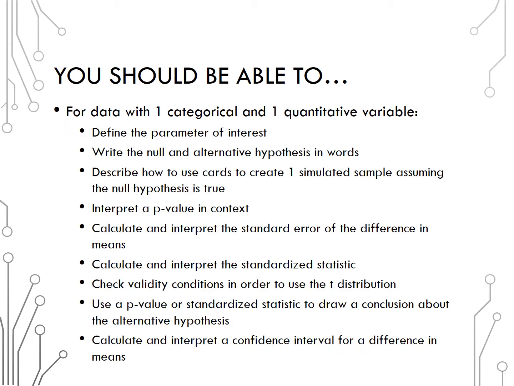From Section 6.2 and 6.3, we've added quite a bit. For data with one categorical and one quantitative variable, you should be able to define the parameter of interest, write the null and alternative in words and in notation, describe how to use cards to create one simulated sample which assumes the null is true, interpret a p-value in context, calculate and interpret the standard error of the difference in means, calculate and interpret a standardized statistic, check validity conditions, use a p-value or standardized statistic to draw a conclusion about an alternative hypothesis, and calculate and interpret a confidence interval for a difference in means. We'll work through an example from the textbook to make sure we understand each bullet point.